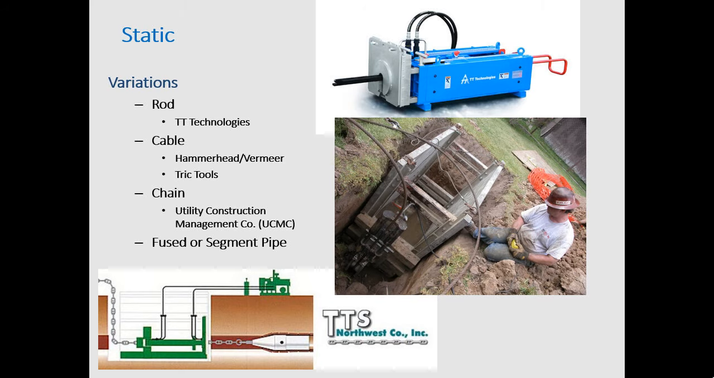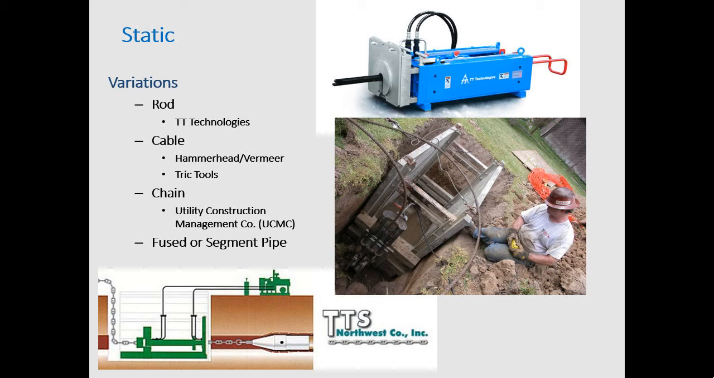And then the chain system, which is the bottom image, that is UCMC, or the actual company's TTS. That's a gentleman out of Pacific Northwest, and instead of using a rod or a cable, what he uses is boat anchor chain to pull through the pipe, and it's just a mechanism for him to get away from the other big guys and have a different type system and still be able to perform the work.